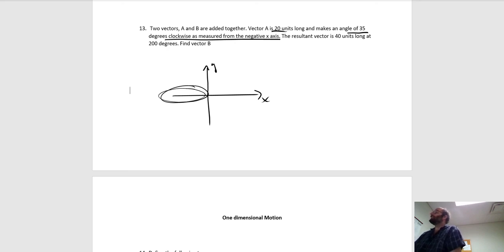Now the second vector that's being added, we'll call that vector b, is unknown, so we can't really draw it yet. But what you can draw is the resultant. The resultant is 40 units long at 200 degrees. So for the resultant, you're going to start here, and 200 degrees is down into quadrant 3. Once you get that done, you can draw a picture of the resultant.